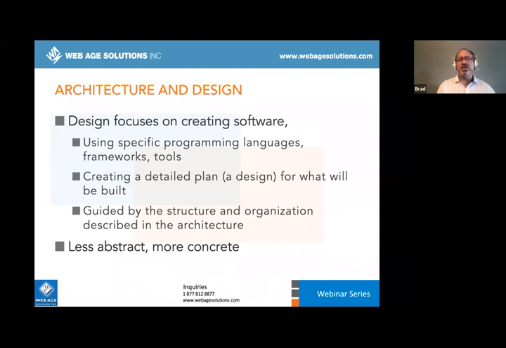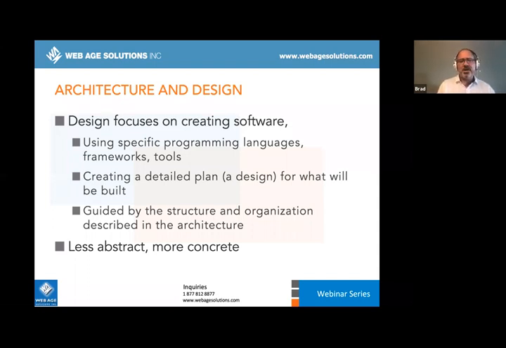And design focuses on creating this software using specific tool sets, specific methods, by having a detailed plan, a design for what it is that we're going to build. And this design, here's a critical link between them, is guided by the description of the architecture, by the structure and organization that's laid out by the architecture. Architecture guides and leads design.